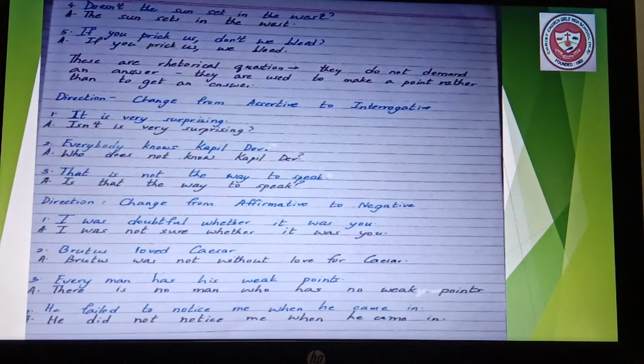Brutus loved Caesar. Can you change that into a negative? Brutus was not without love. That means he loved. I am stressing on not without love for Caesar, because that is the change I've made there. Every man has his weak points. There is no man who has no weak points. Understood? He failed to notice me when he came in. He did not notice me. Failed to notice becomes did not notice me when he came in. So these are the few changes we make.